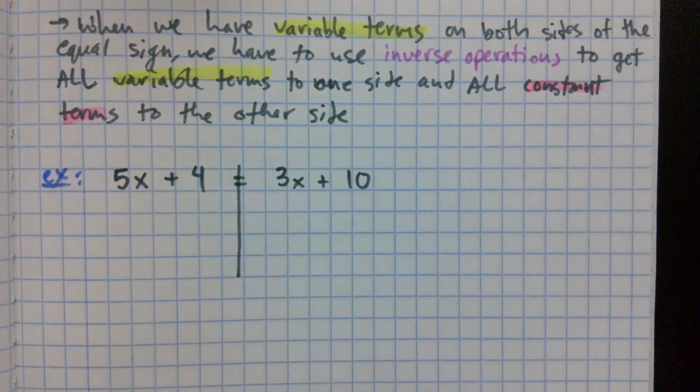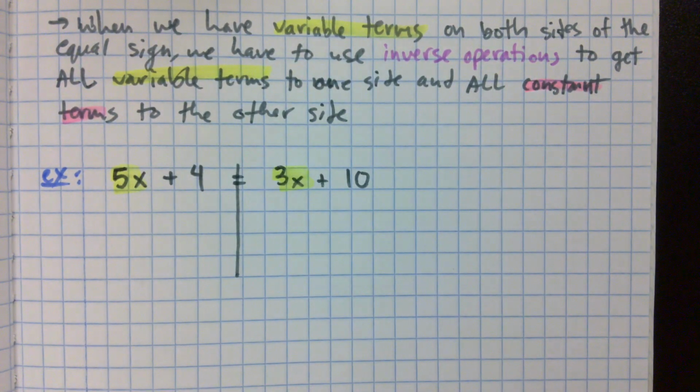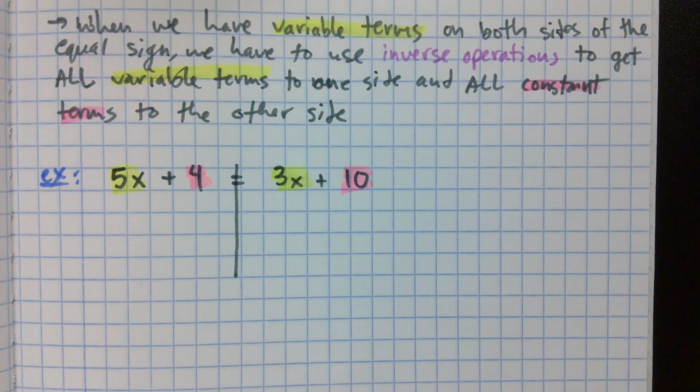Now, I've got 4 total terms in this equation. What are my variable terms here? 5x and 3x. And then, Darius, what are my constant terms? 4 and 10. So with your 2 colored highlighters, doesn't matter what color they are, make sure 5x and 3x are the same color. And 4 and 10 are the same color.